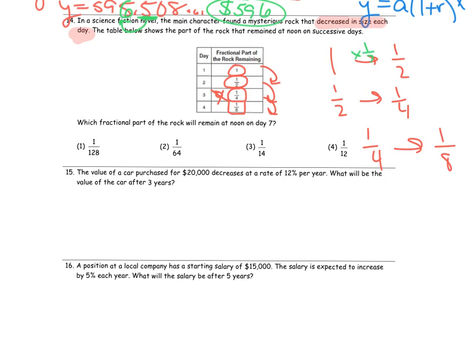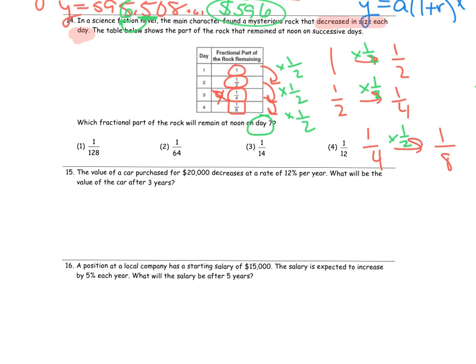Good, you're multiplying by a half each time. So my exponential decay is decreasing by a half. It's decreasing by multiplying by a half each time. All right, so now the question says, which fractional part of the rock will be remaining at noon on day 7? So guys, we just need to continue this pattern all the way to the 7th day.